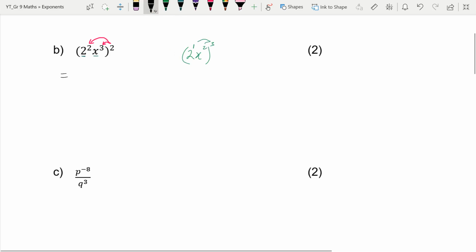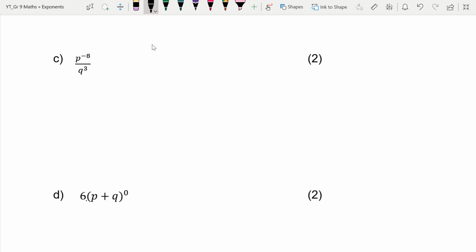We only multiply the exponents on the outside by exponents on the inside. All right, very important. So over here, we're going to land up with 2 to the power of 4 and then x to the power of 6. And then we're not quite done because we can evaluate that. 2 to the power of 4 will be 16. You don't need your calculator for that. And that stays x to the power of 6.